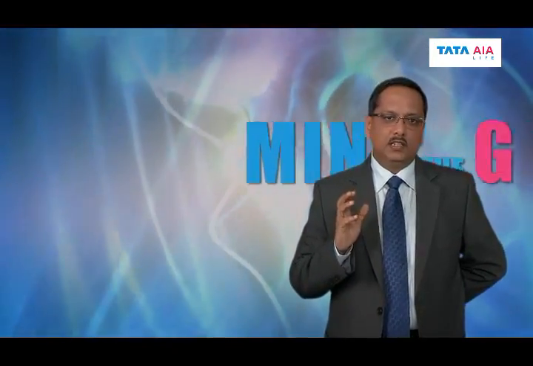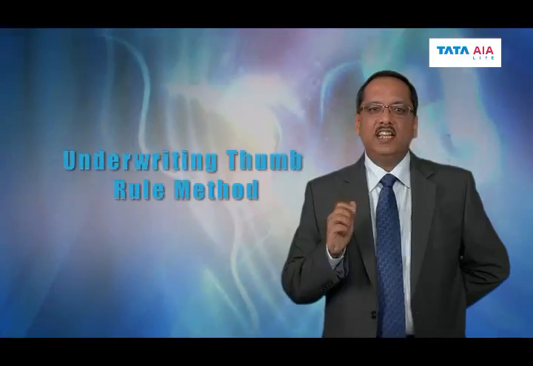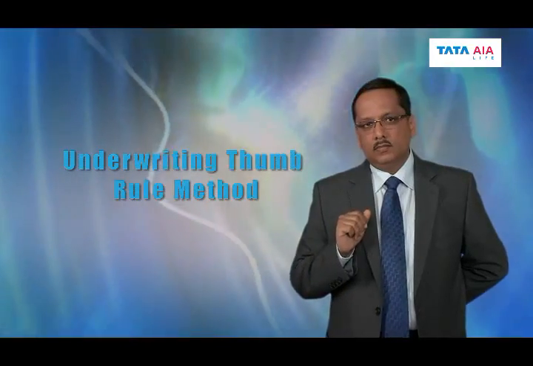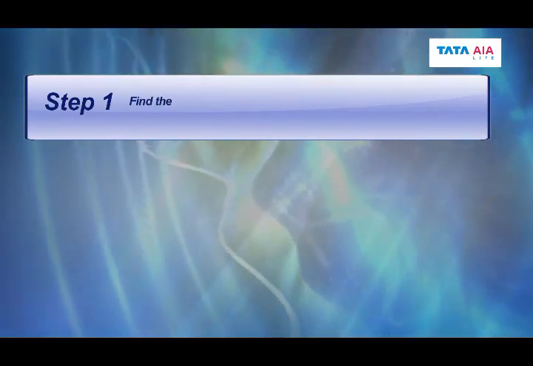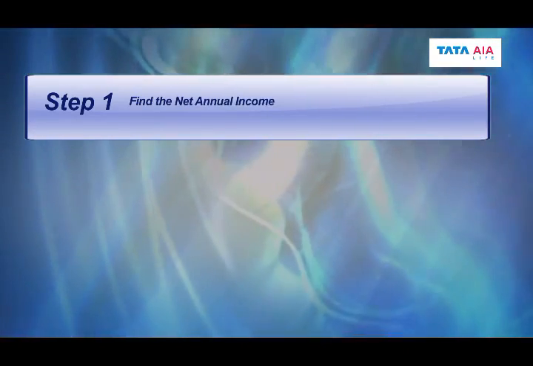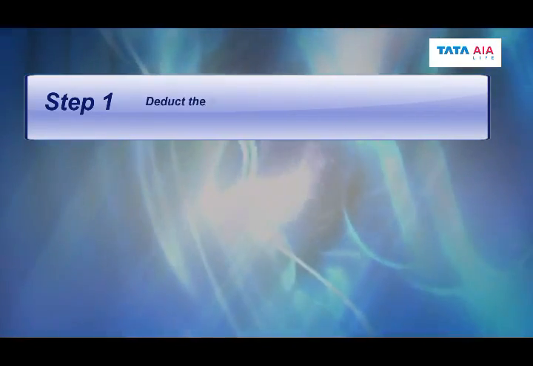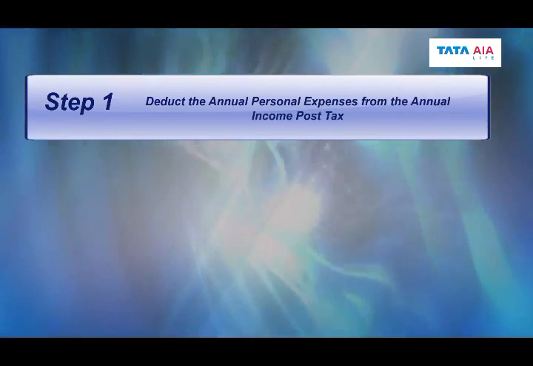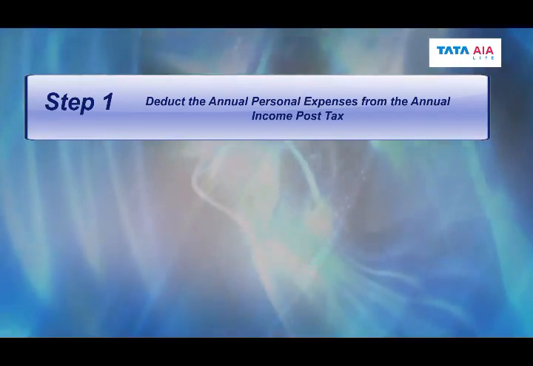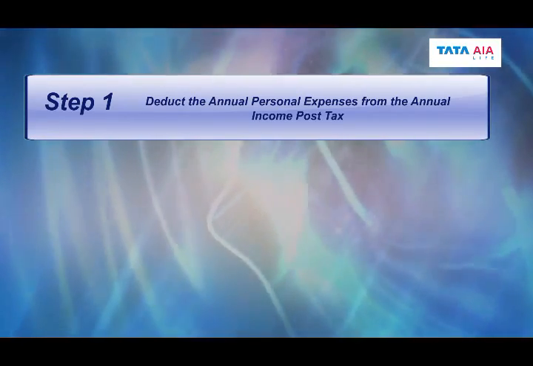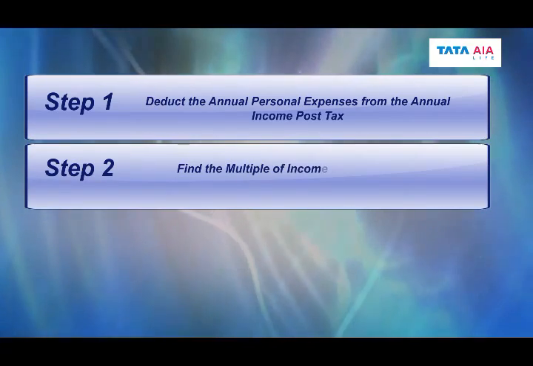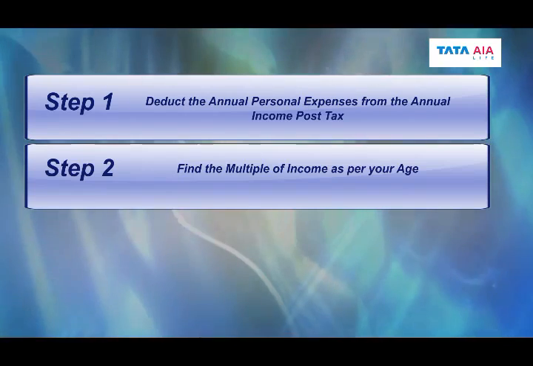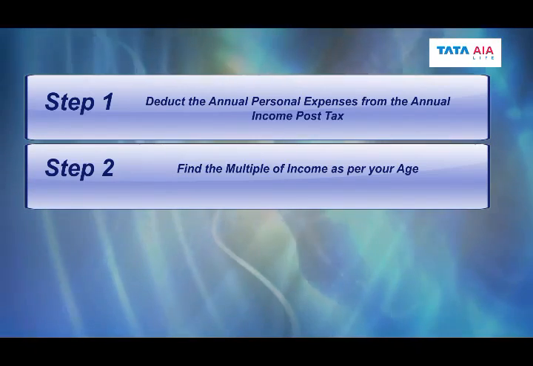The simplest method is called the underwriting thumb rule method. It's a three-step process. The first step is to find the net annual income. For this, you need to deduct the annual personal expense from the annual income post-tax. In the second step, you have to find the multiple of income as per your age in the grid given in the slide.